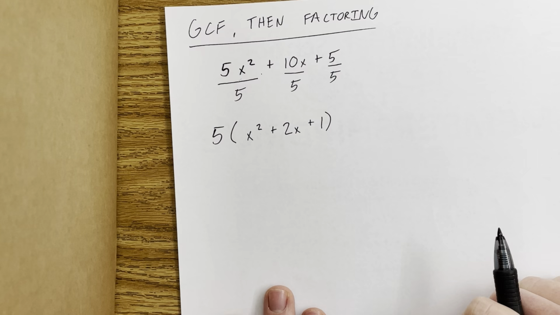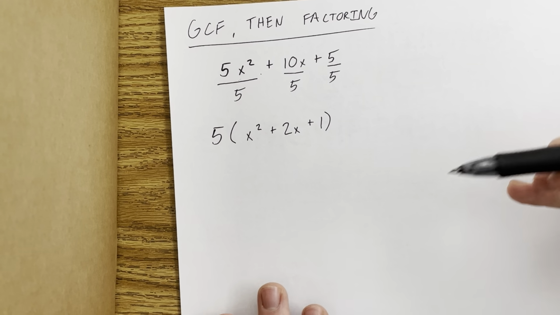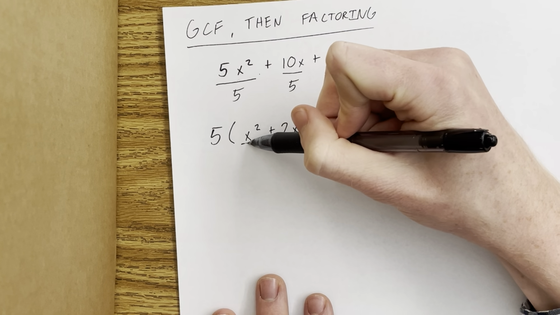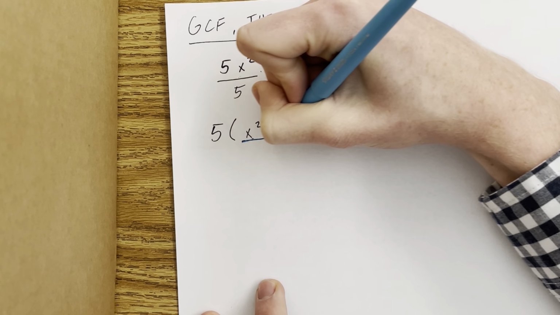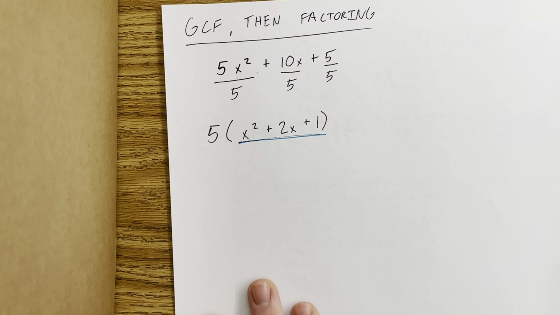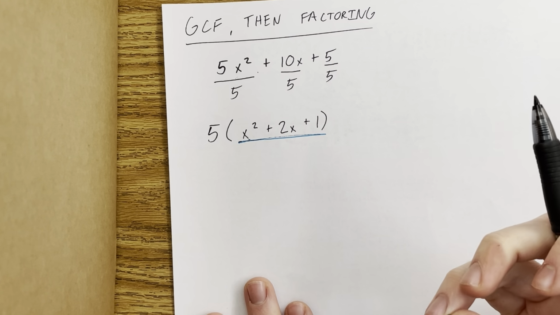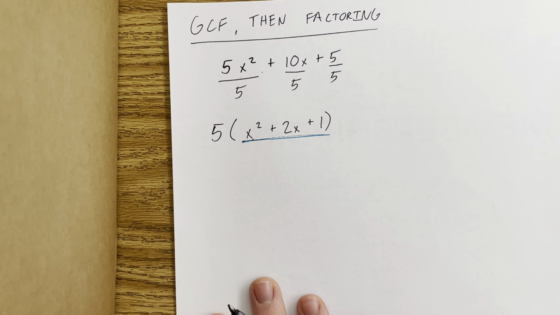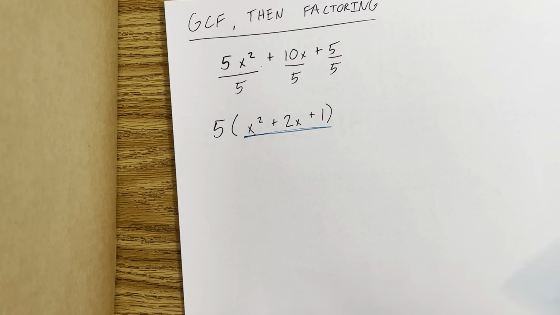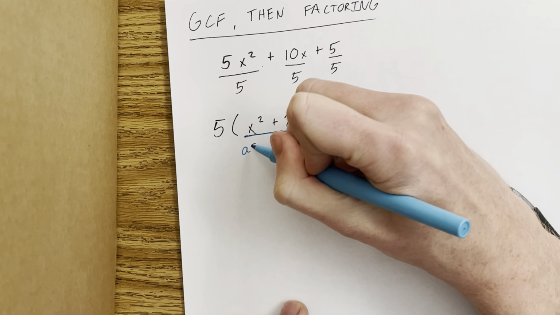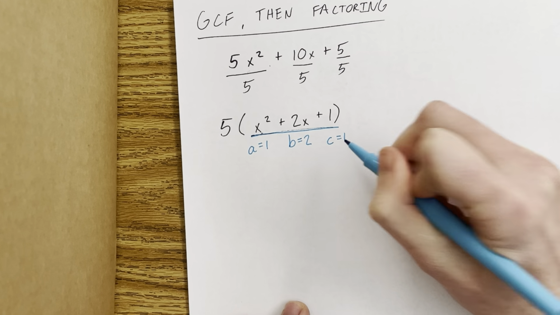So now I proceed with the diamond and box method like I've been doing, but I only focus on this part right here. And let me use blue actually. Now, we're going to ignore the 5 for now, but it's very, very important you don't forget about it. It's going to come in handy later. And in fact, you would get the wrong answer if you forget about the 5. But for now, we're going to ignore it. So we're going to assign A, B, and C. So A equals 1, B equals 2, and C equals 1.